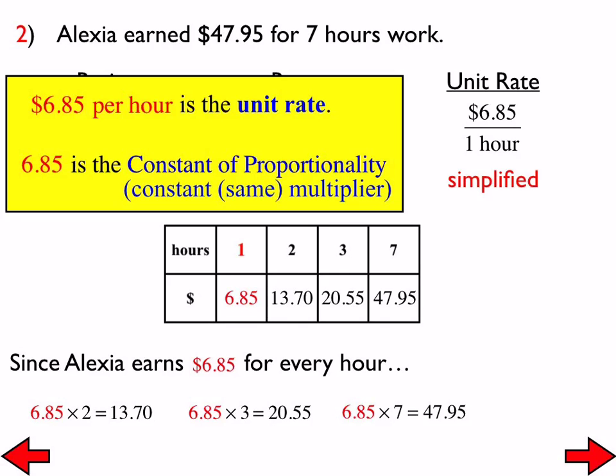So the unit rate, once again, is $6.85. The constant of proportionality, which is the constant multiplier, is 6.85. It's just the numeric part. We don't need units. We don't need anything. We don't need a dollar symbol in this case or anything like that. And so, of course, if we wanted to add another column on there, 25 hours, that would mean Alexia earned 6.85 times 25, which is $171.25. Making sure I say it correctly that time.